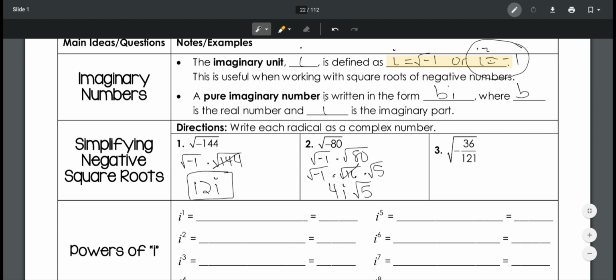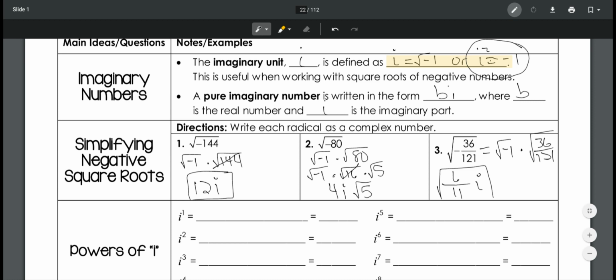Now, it applies to square roots of negative fractions as well. So I'm going to break this down into the square root of -1 times the square root of 36 over 121. I can take the square root of 36 and 121. That becomes 6 over 11 with an i behind it. So my final answer would be the complex number 6 over 11 i.